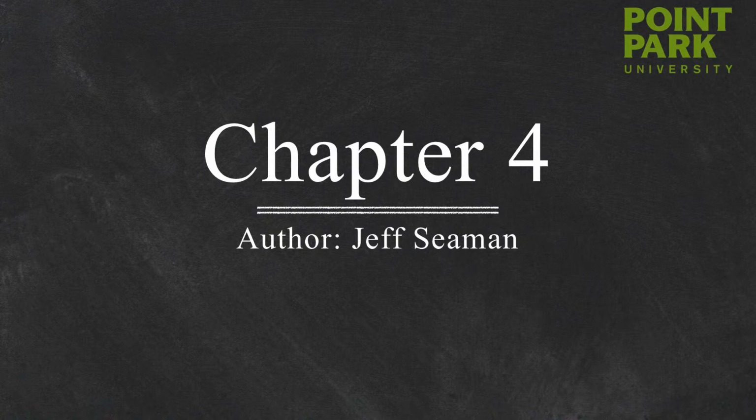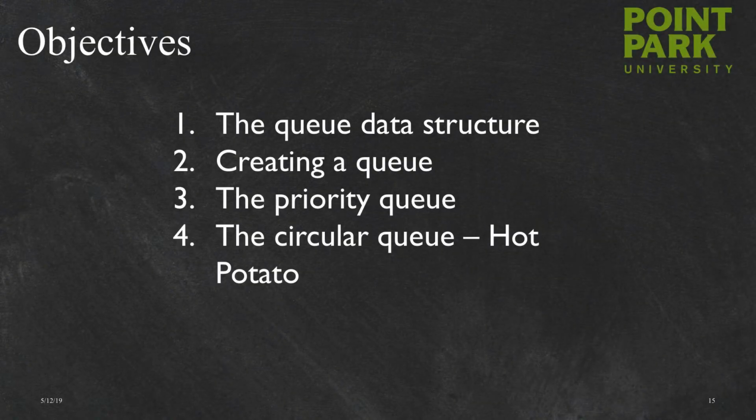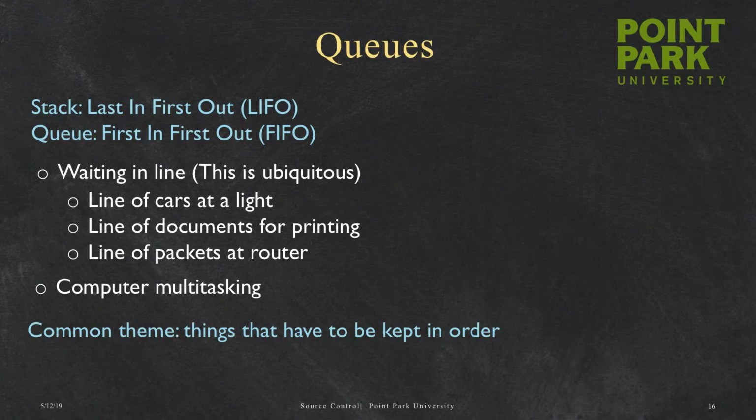All right, chapter 4. Talking about the queue data structure, creating a queue, the priority queue, and the circular queue, hot potato. That'll be part of your assignment. Stack, last in, first out. Queue, first in, first out. So waiting in line. You're waiting in line for a concert, a movie, a big movie just opened up. A line of cars at a light, very common. A line of documents for printing, very common.